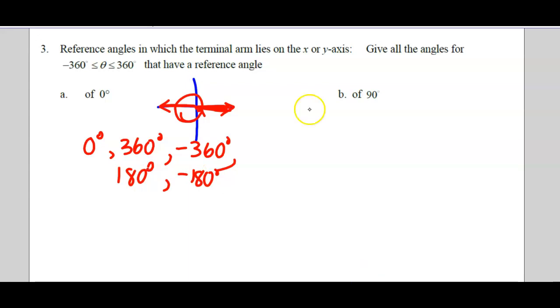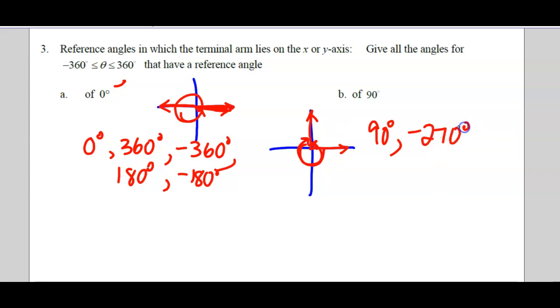90 degrees, starting there, going there, so 90, and then obviously a complete rotation after that. So 360 plus 90 would be beyond this interval, so we wouldn't include it, okay? Going this way would be negative 270.